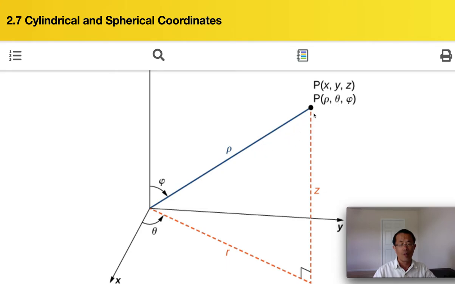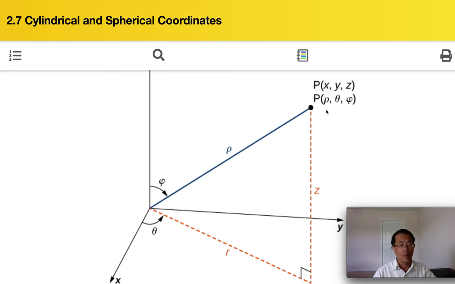Rho is the distance from the point to the origin. Phi is the angle from the axis to the line segment rho here. And then theta is actually carried over from the cylindrical coordinates. Okay, and also we don't have r explicitly.